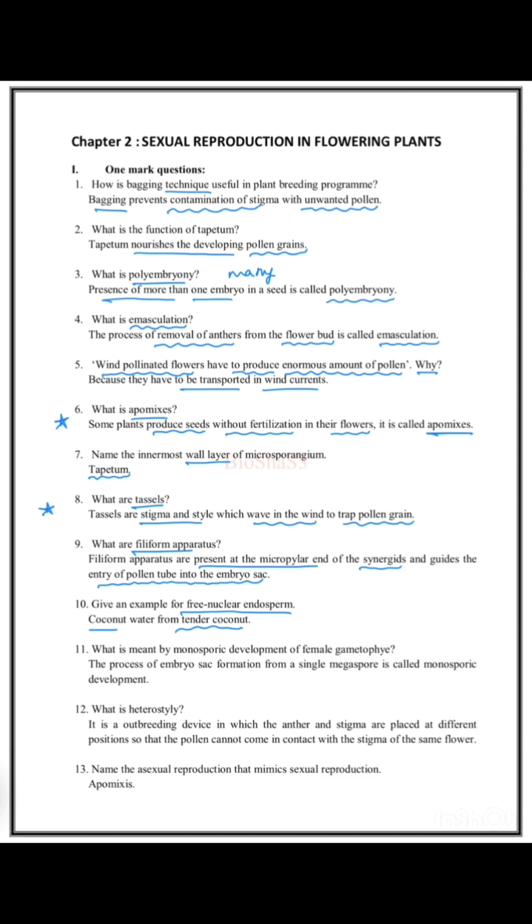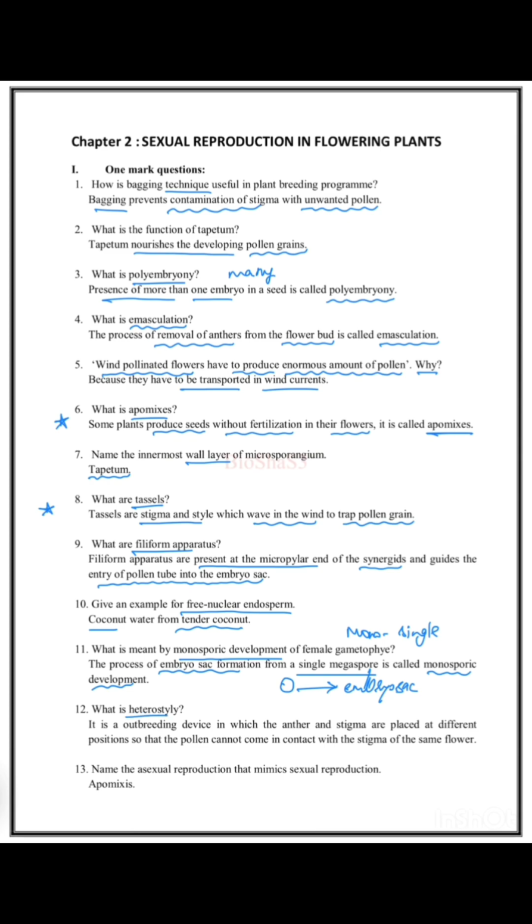What is meant by monosporic development of female gametophyte? Mono means single. The process of embryo sac formation from a single megaspore is called monosporic development. That is formation of embryo sac from a single megaspore. One single megaspore will lead to the formation of the embryo sac. So that is called monosporic development.